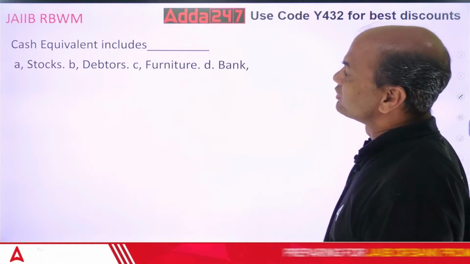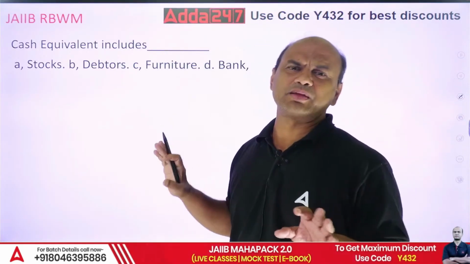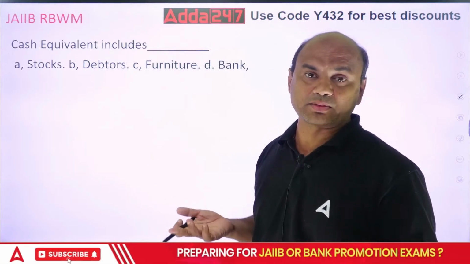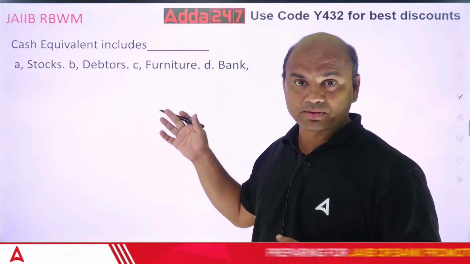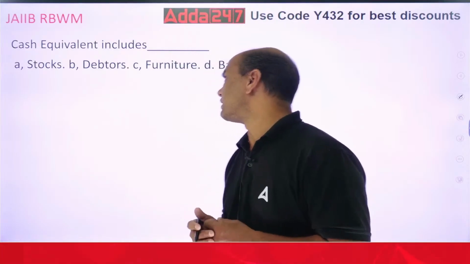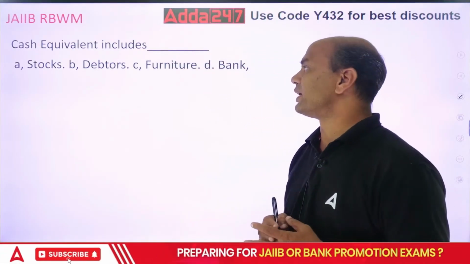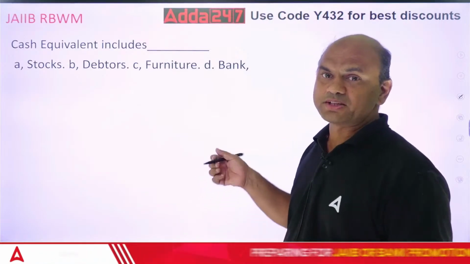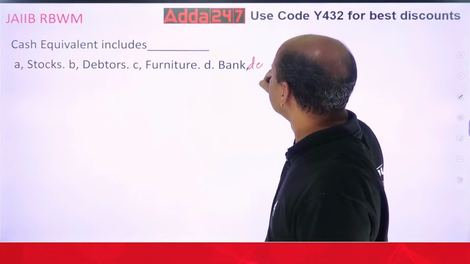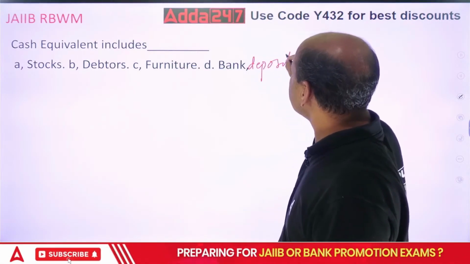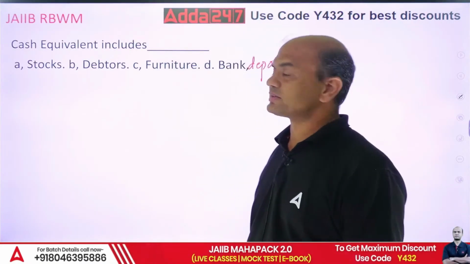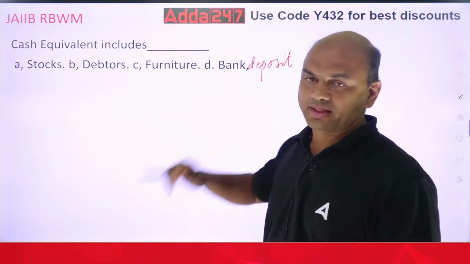Cash equivalent includes. Now this is a very simple but very important question, from your basics of accountancy as well as RBWM. In RBWM also you have this question. So cash equivalent includes stock, debtors, furniture and bank. Bank means bank account, bank cash, or bank deposit. So cash equivalent includes what? Stock, debtors, furniture and bank.